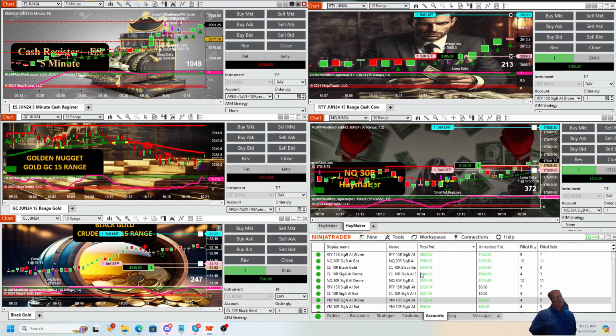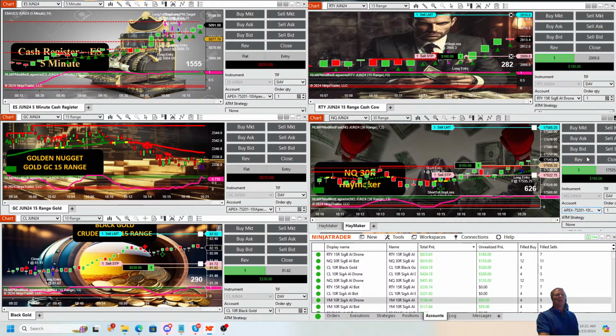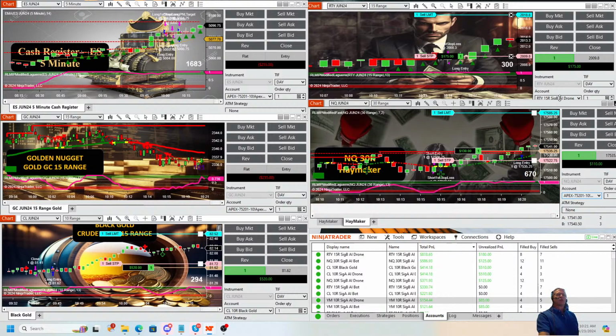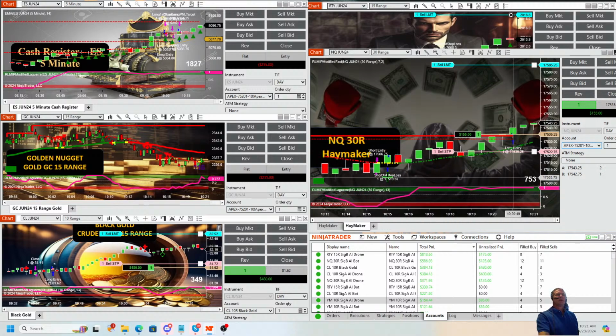But right now, the Russell is the one that's pulling away. I might be in another trade here. Let's take a quick look. Yeah, see, now this one, I checked the trailer on this, and I had it engaged. I'm not. Maybe it hasn't gone to 50 ticks yet. That's what it is. Let's see if the trailer kicks in.